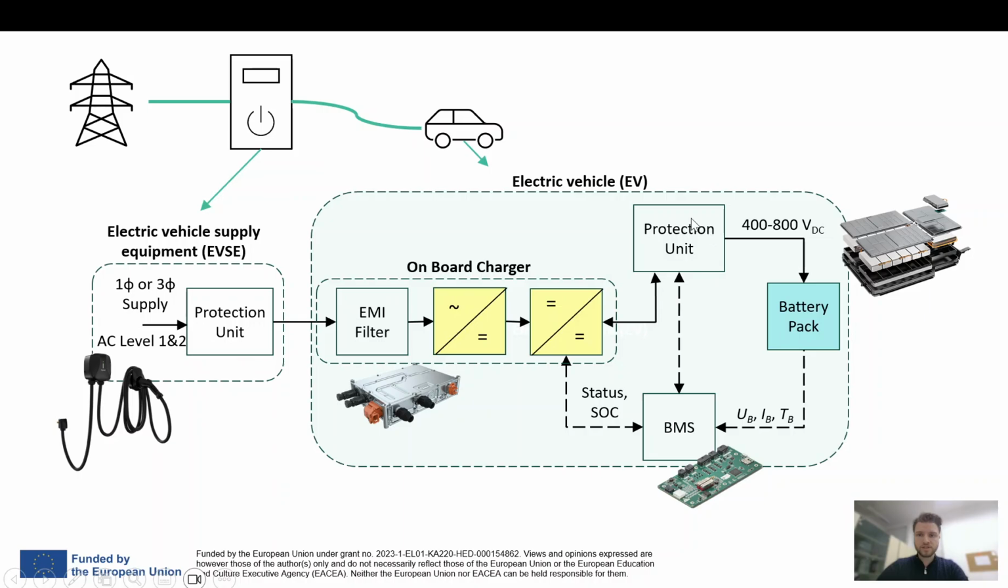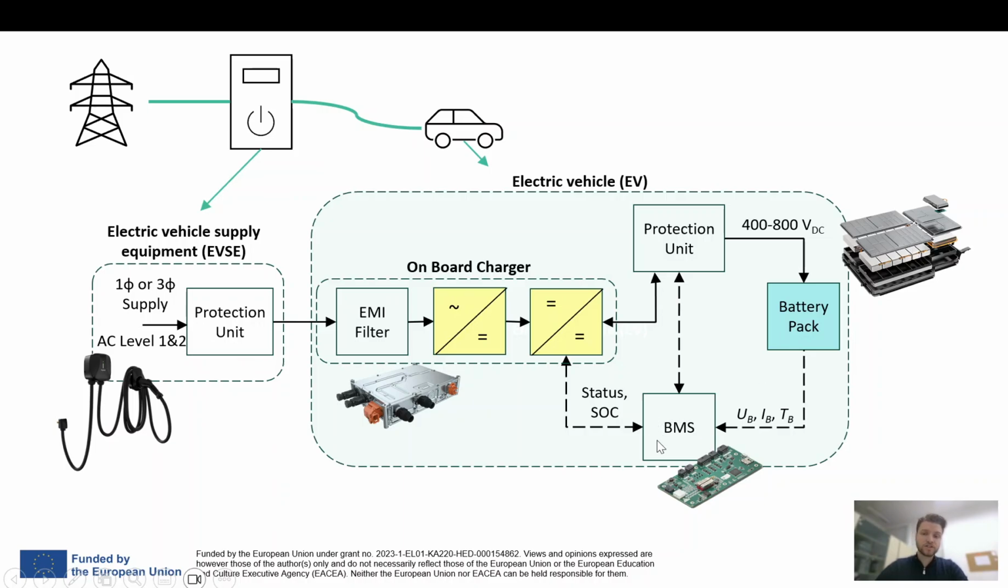So what are these additional units here? We see a battery management system. The functions of the battery management system are multiple. So one of the functions is that the battery management system collects the readings about the voltage of individual cells in the battery, the currents of these cells, and the temperature at different points across the battery pack.